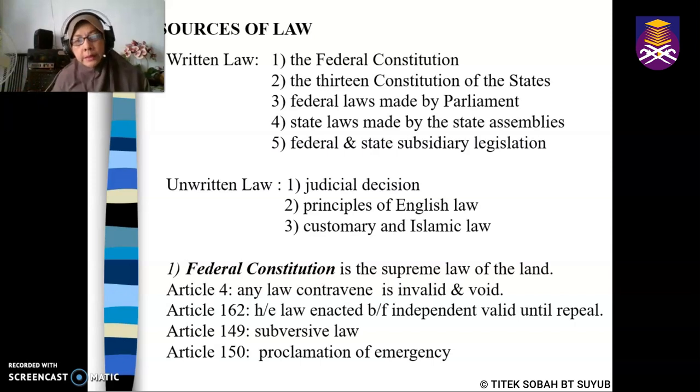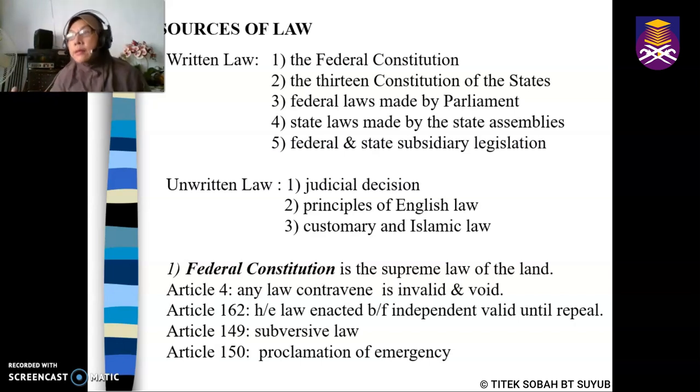So the Federal Constitution is a statute, because this is the main law of the land, the supreme law of the land. The provisions inside the Federal Constitution are known as articles. Under Article 4, it says that if any other law contradicts or contravenes the constitution, that law will become null and void. So other laws need to not go beyond the constitution. If it is not allowed by the constitution, then that law cannot be enforced. It becomes null and void.